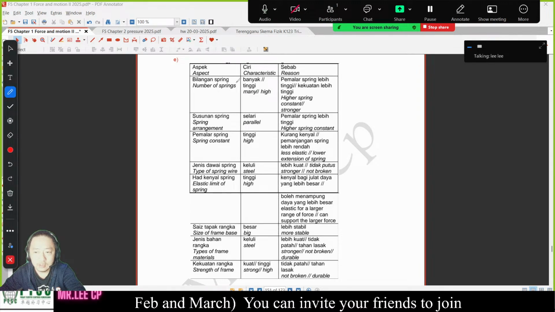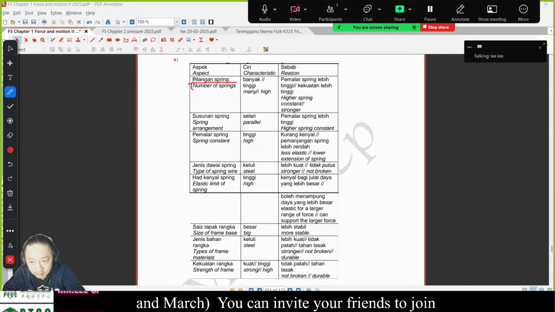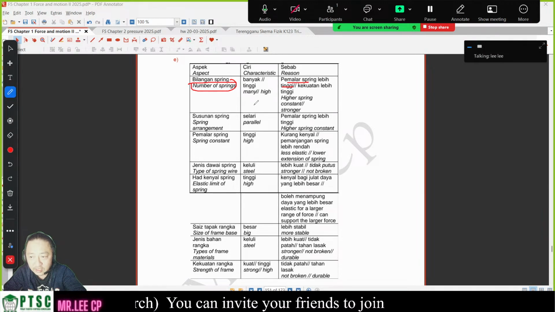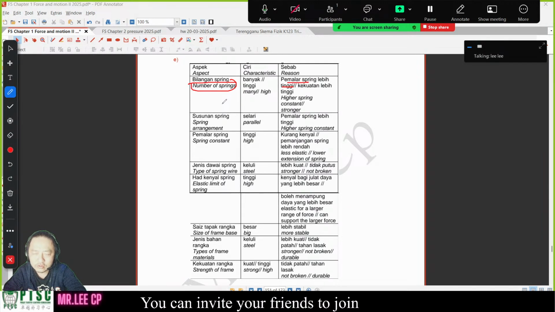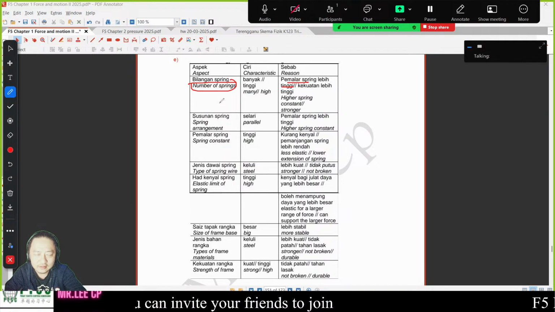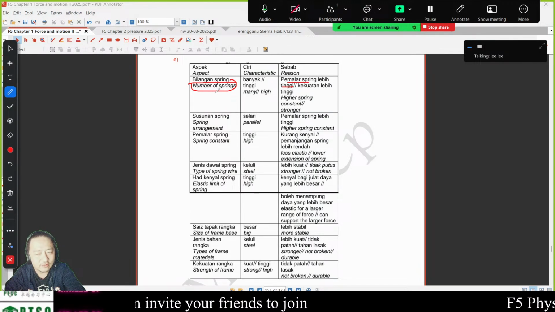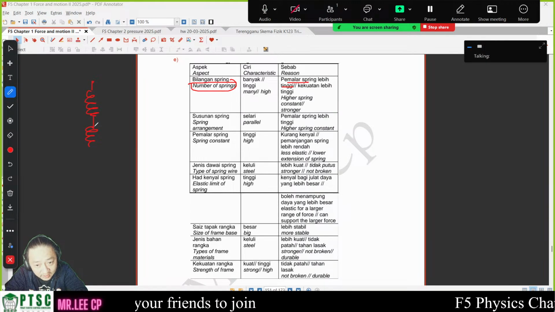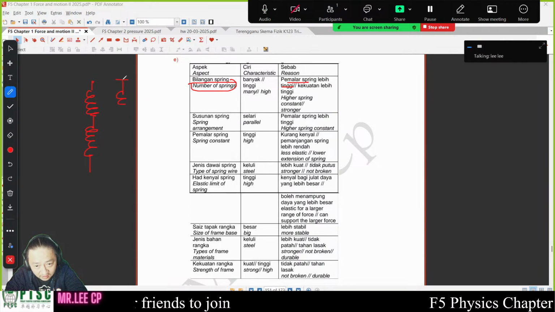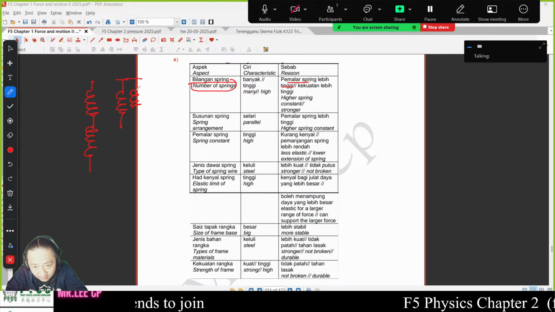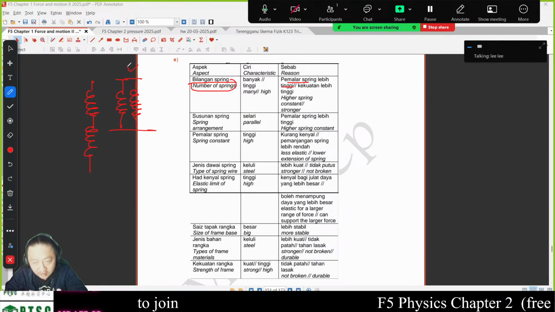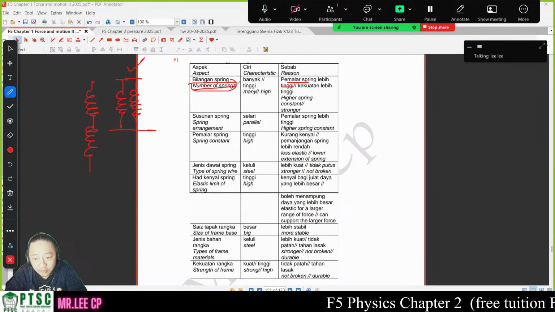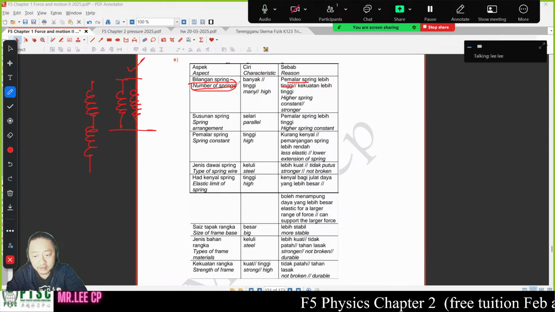More number of string. Number of string increase, so now the string constant is higher. So more number of string, I don't like this kind of question. I don't like this kind of answer. Is more number of string in this way or in this way? Alright, of course it is in this way, right? Should be more number of string arranged in parallel.